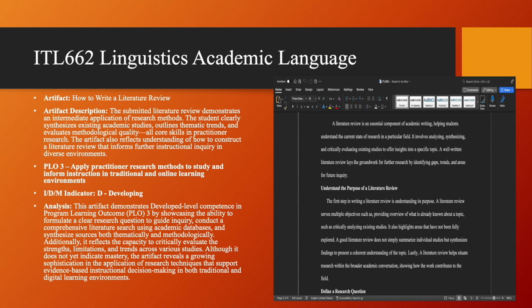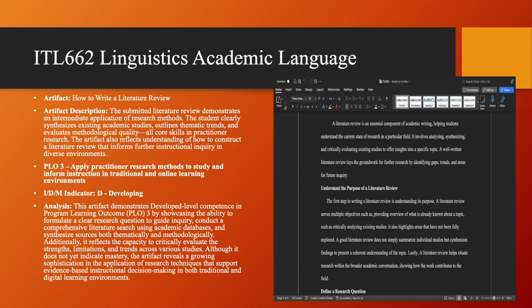And within this artifact, I have associated it to PLO 3, apply practitioner research methods to study and inform instruction in traditional and online teaching environments. And I have given myself a level D at this skill set.